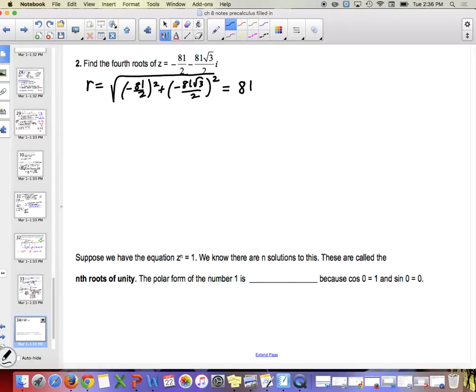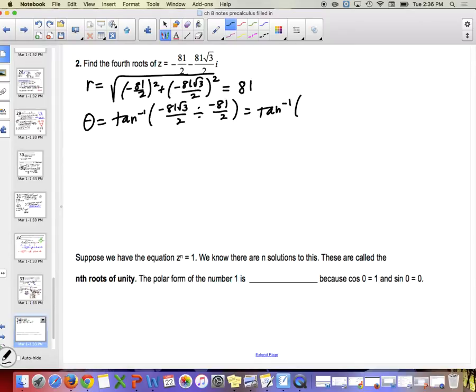All right, theta. You could sketch it out if you want. It is an exact answer. We'll put our calculator in degree mode though, because you guys like degrees better than radians. I get it. So we're going to do inverse tangent of the negative 81 root 3 over 2 divided by negative 81 over 2. Why do we have such big numbers? Because numbers aren't always nice in the world. I don't know if you've noticed that. Sometimes numbers are gross.